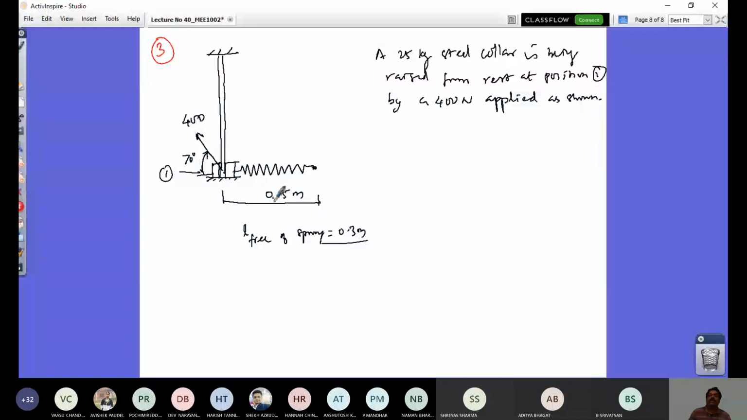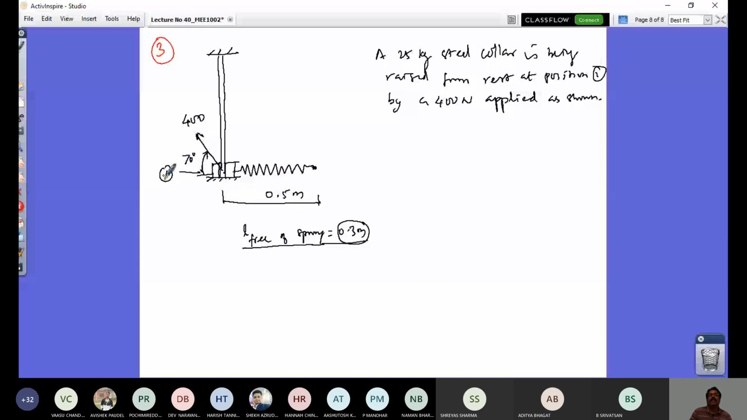So this orientation shows 0.5 meter. But the free length of the spring given in the statement of the problem is 0.3 meters. There's an initial deformation of the spring. So already it is stretched, and there is some energy stored in this spring. And then as it moves further up, the spring gets further stretched, so again energy is added to the spring.